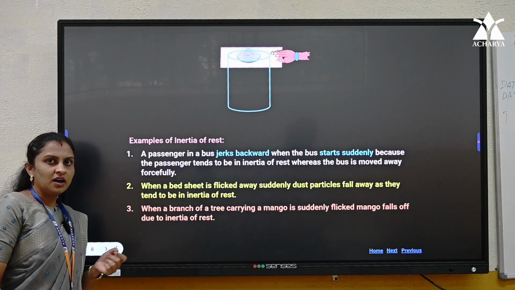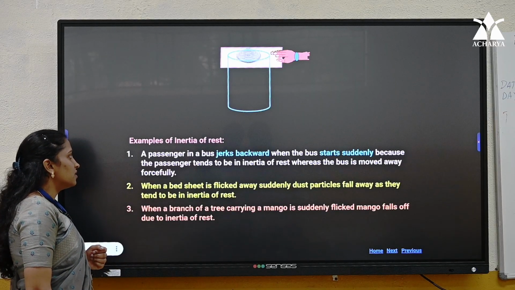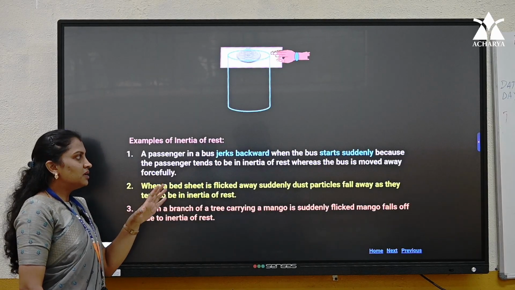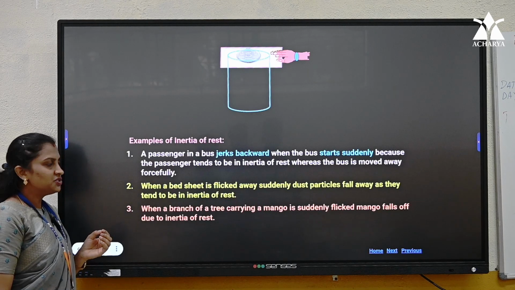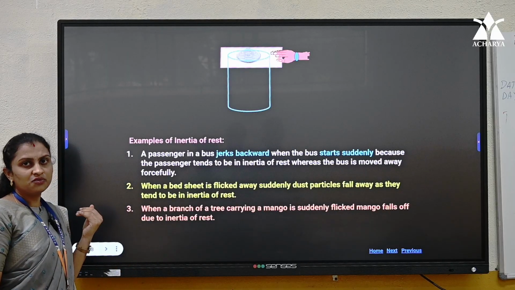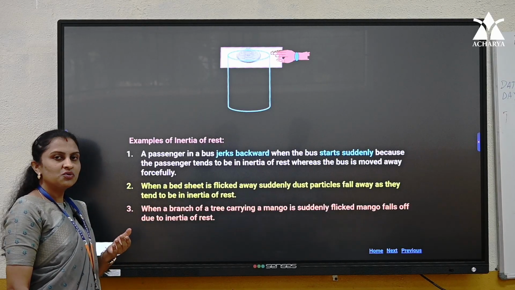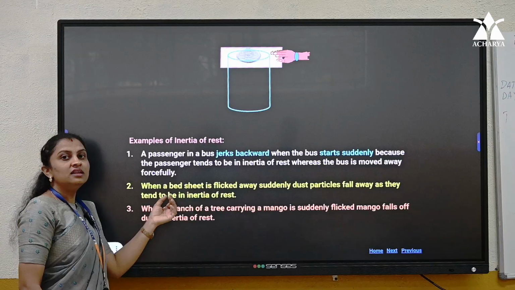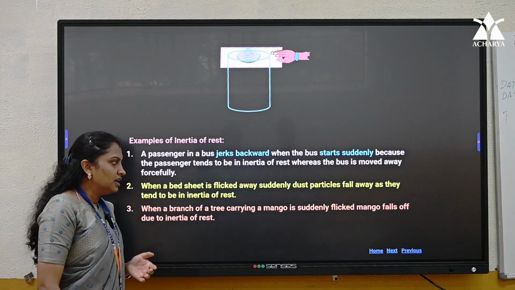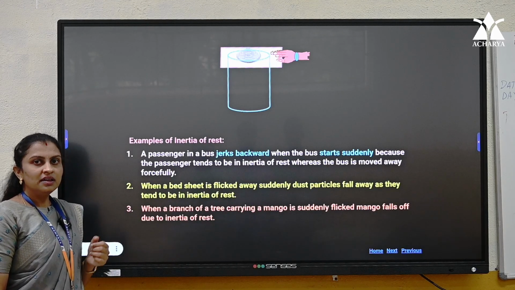The next topic is inertia. There are two types of inertia. One is inertia of rest. An example of inertia of rest: a passenger in a bus jerks backward when the bus starts suddenly, because the passenger tends to stay in inertia of rest, whereas the bus is moved away forcefully. The next example: when a bed sheet is flicked away suddenly, dust particles fall away as they tend to be in inertia of rest. The next example: when a branch of a tree carrying a mango is suddenly flicked, the mango falls off due to inertia of rest. These are the examples of inertia of rest.